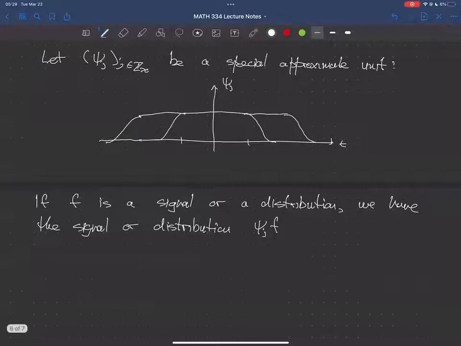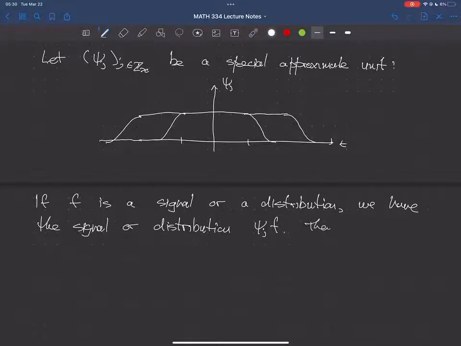All right, and for all of the signal spaces or distribution spaces that we have been talking about, it's always going to be the case that this product will be in the same space that we started with. That's just because of the particular properties of these special approximate units psi j. So if f is in L^p loc, then the product will be in L^p loc. If f is a distribution in D prime, then psi j f will be in D prime.